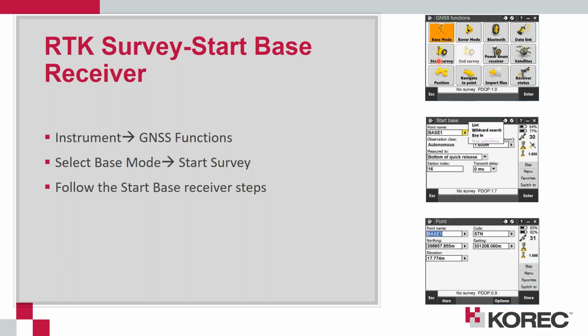When you click Start Survey, you will be prompted with the base configuration screen, which is in the middle. All you need to do is enter a new base point for your base, or choose one which is available from the list. Looking at this screen at the bottom, you can either have an autonomous position for your base by clicking here, or you can manually key in precise coordinates if you have them. If you're using autonomous coordinates for your base, you will have to post-process your data in Trimble Business Center.